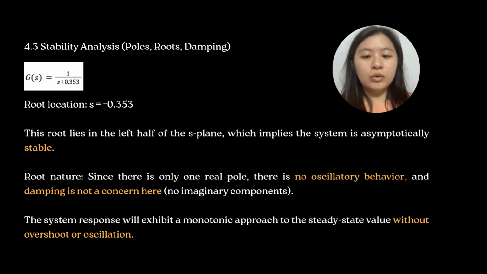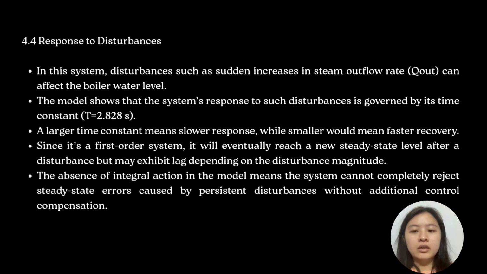And since there is only one real root, there is no oscillatory behavior, and the damping ratio is not applicable here because there is no imaginary component. So this system exhibits a monotonic approach to the steady state value without overshoot or oscillation. In this system, a disturbance such as a sudden increase in steam outflow rate can actually affect the boiler water level.